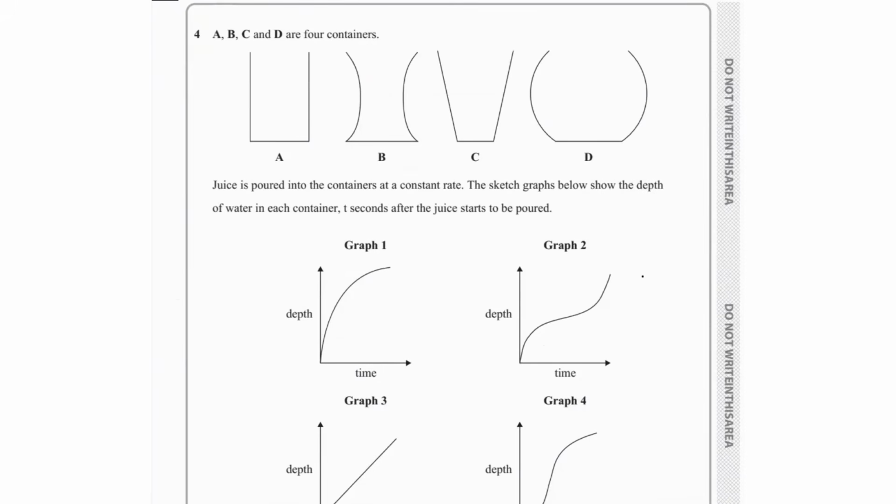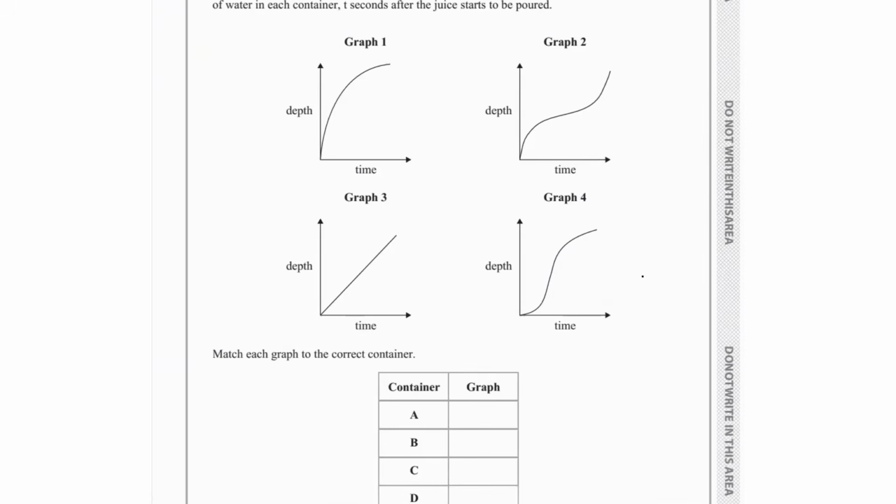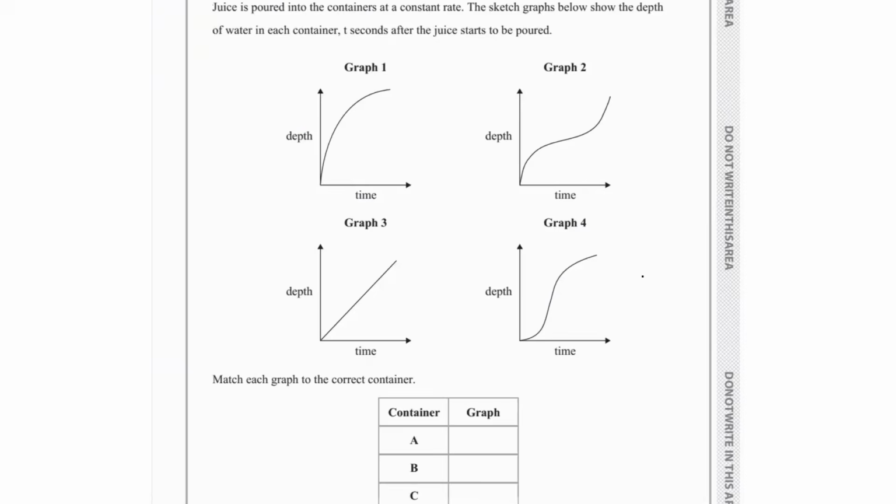Then A, B, C, and D are 4 containers. Juice is poured into the containers at a constant rate. The sketch graphs below show the depth of juice in each container t seconds after the juice starts to be poured. We have to match each graph to the container.